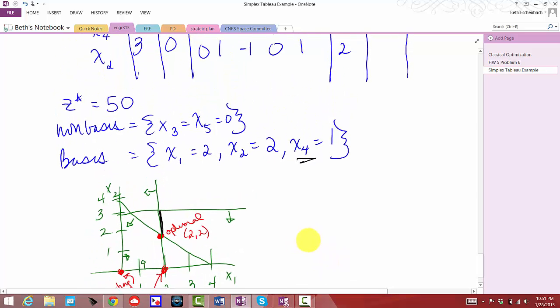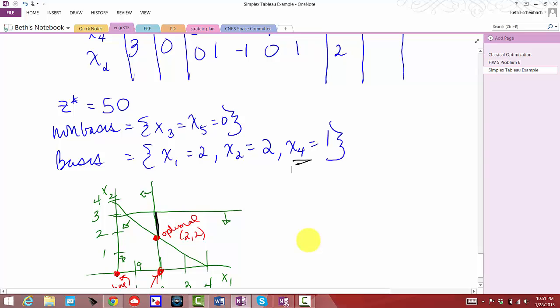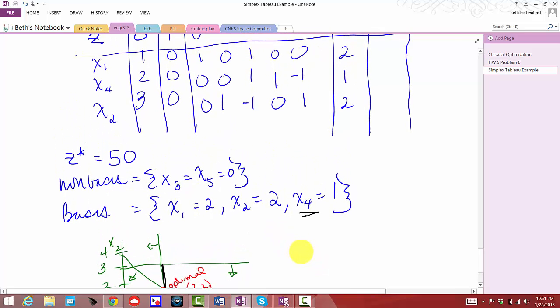There are some more ideas that you need to learn to be more sophisticated about the tableau and all the different cases you can have. But I'll go over that in lab with you.